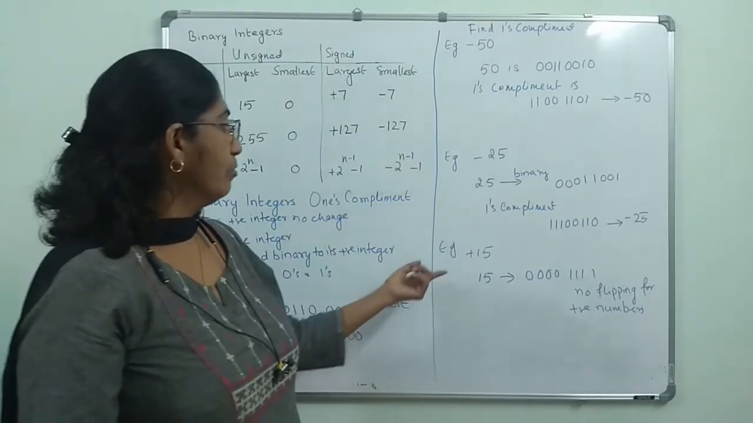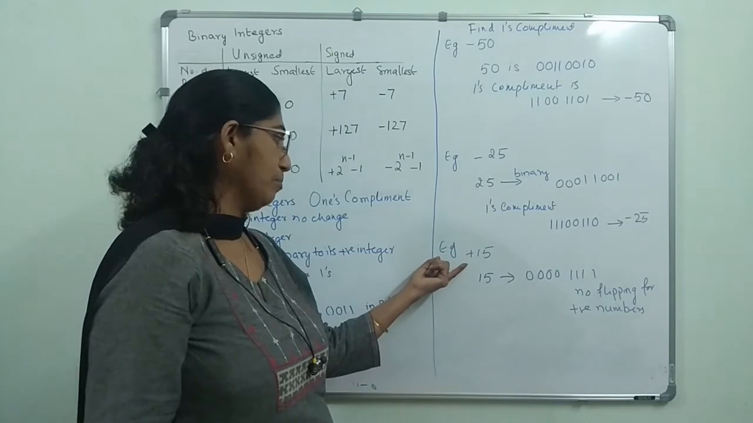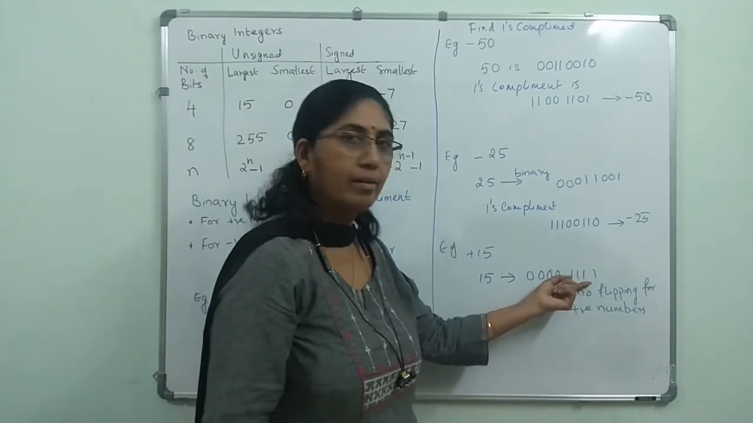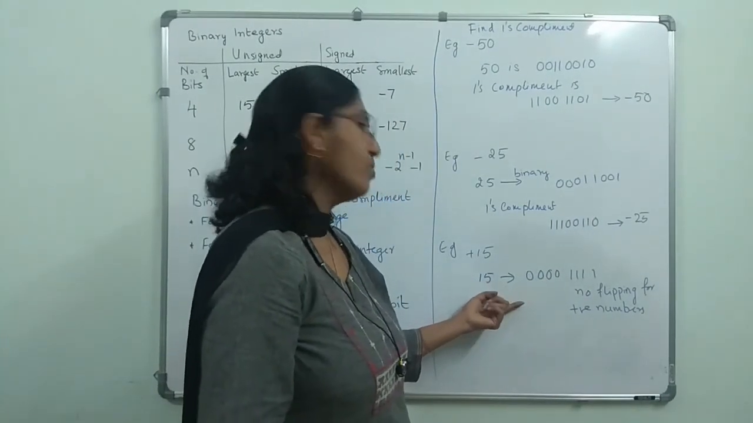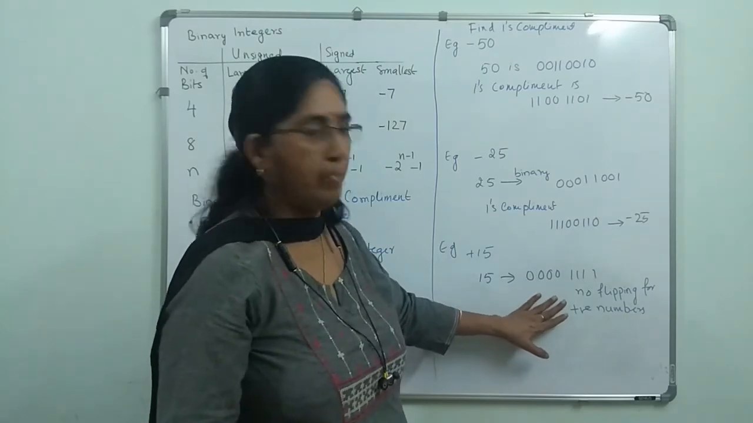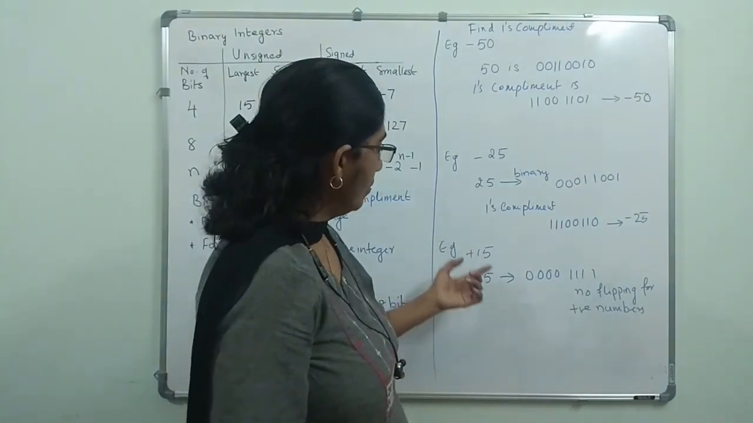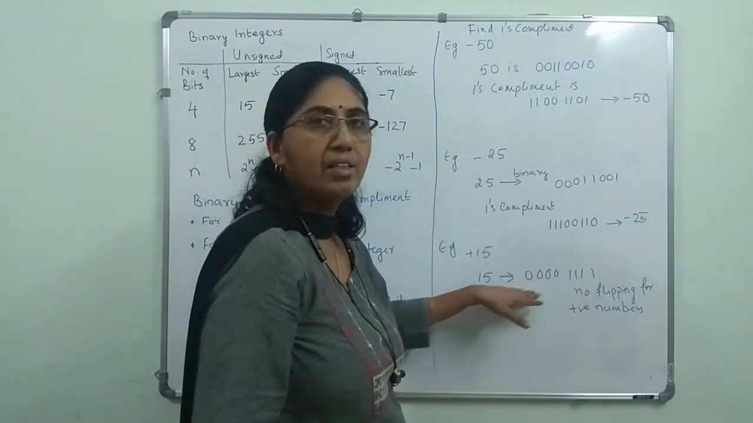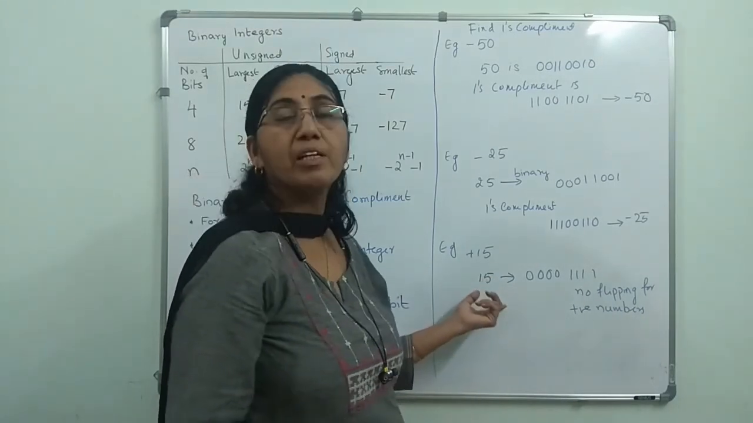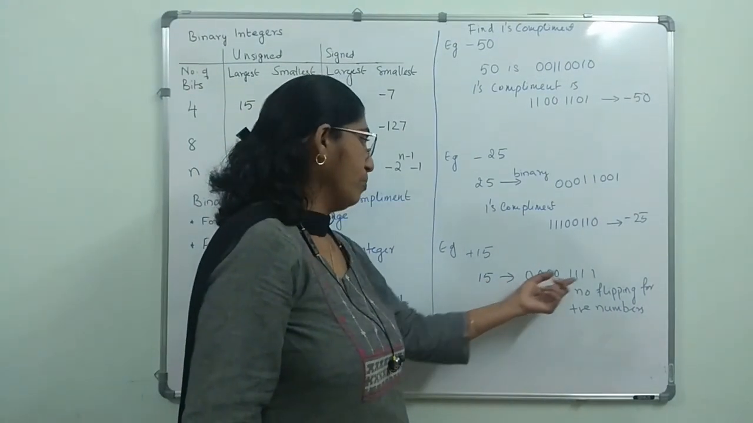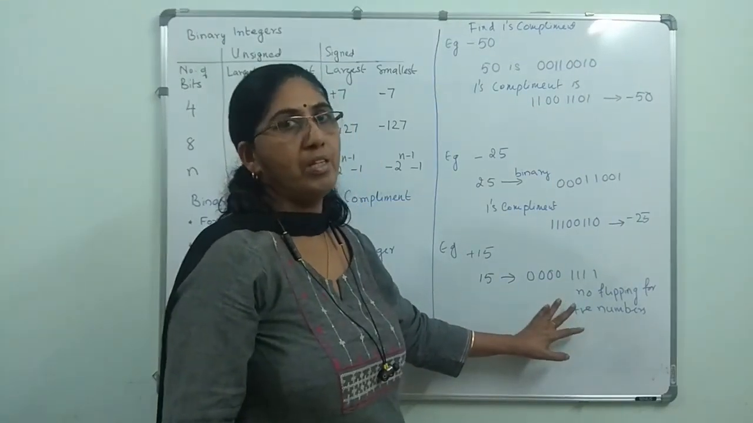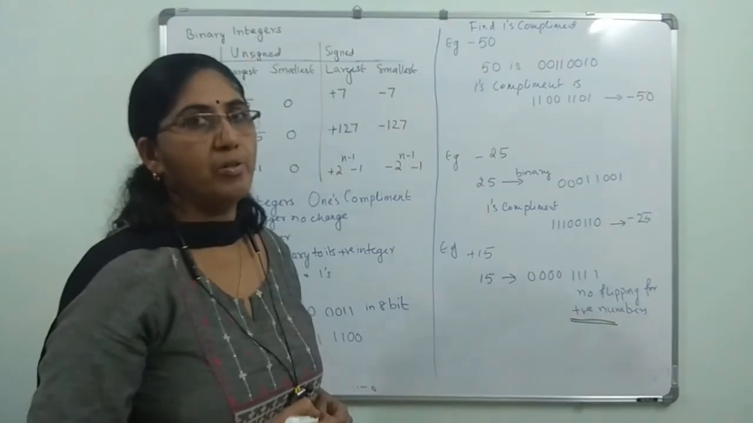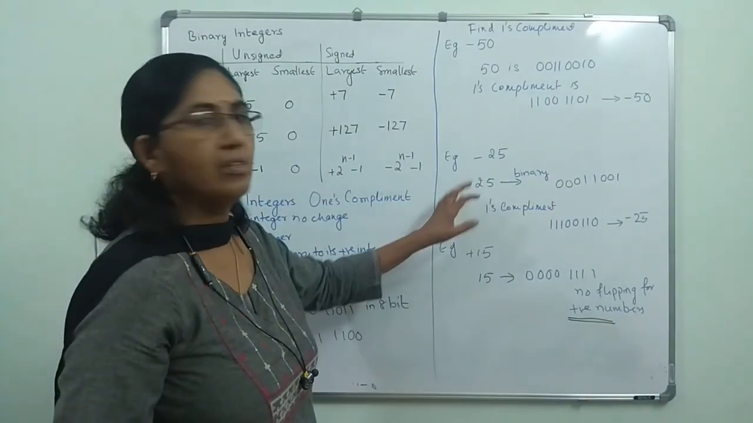Now I am asking you to write down the 1's complement form of plus 15. So you write down the binary number for that. In the case of positive numbers, you need not make any flipping. Keep it as such. Represent it in whatever bit formation you have been asked. You have been asked to do it in 8-bit, so in 8-bit you represent the number. No flipping for positive numbers. So please understand this: there is no flipping required for positive numbers. Only in the case of negative numbers you do the flipping.